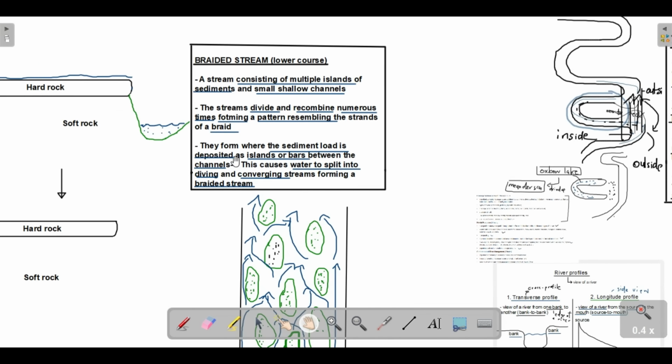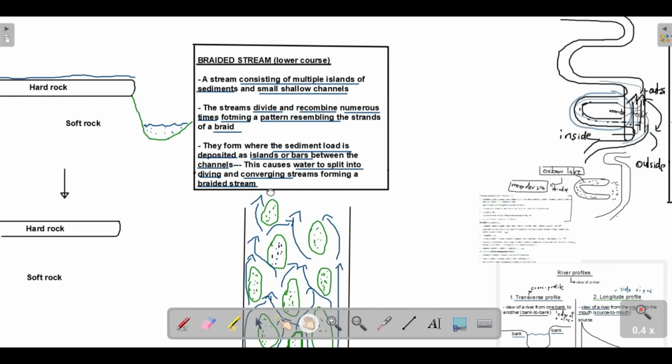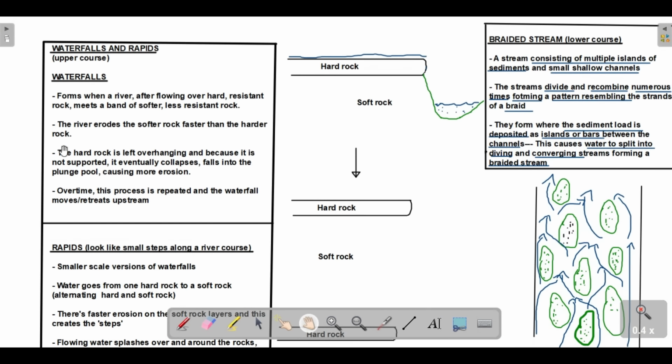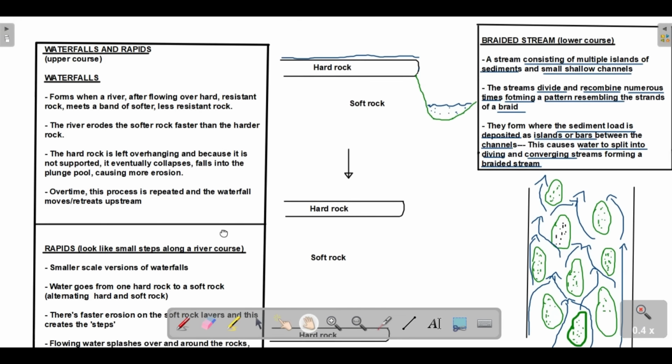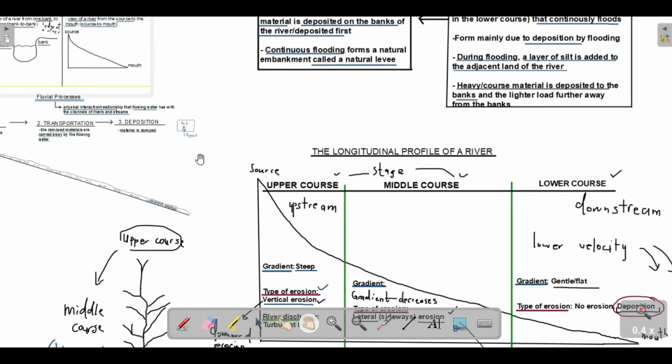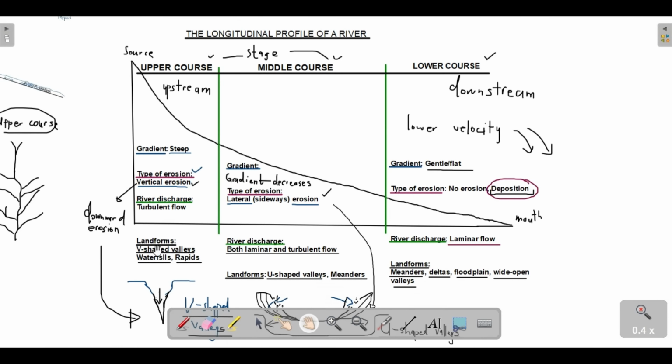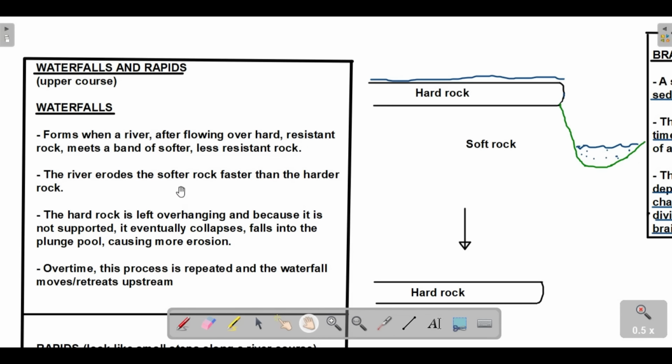Right, so we move on from there and head on to waterfalls and rapids. We talked about those. We said they occur in the upper course. We'll start off with waterfalls. Waterfalls form when a river, after flowing over hard, resistant rock, meets a band of softer, less resistant rock.